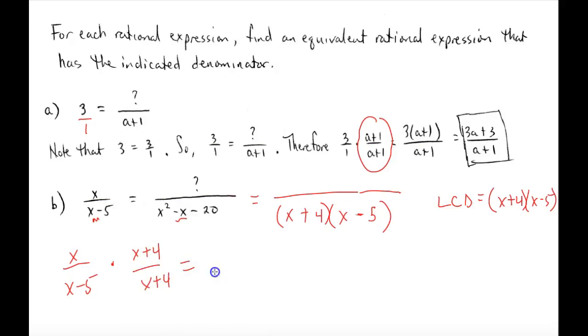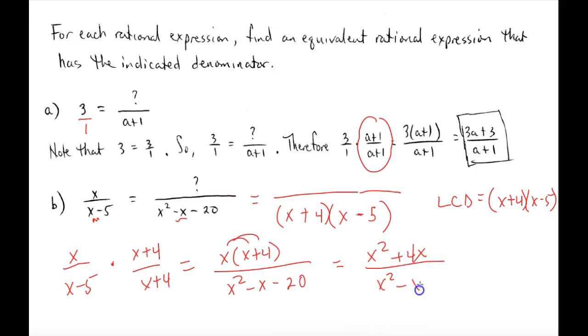Okay, so if we do that, we know in the denominator it's going to come out to be x squared minus x minus 20, but in the numerator we're going to have x times x plus 4, which we could either leave like that, or we could go ahead and distribute the x into both terms and just write it as x squared plus 4x, and all that over x squared minus x minus 20.